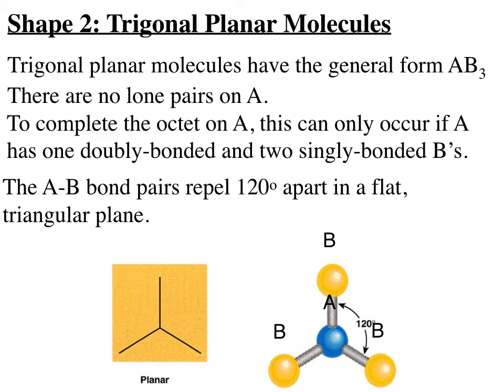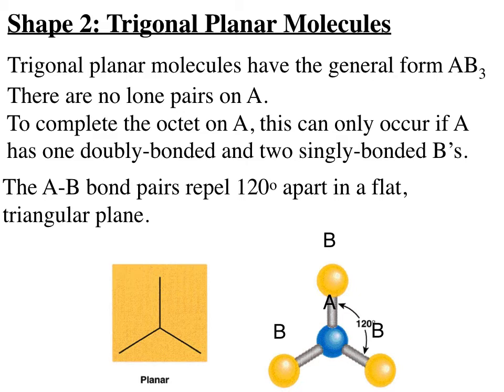Once again, there are no non-bonding pairs of electrons on A. So there's 3 sets of bond pairs. And these 3 sets of bond pairs push each other apart as far as they can. So to get as far apart as they can, since there's 360 degrees all the way around, I'm going to spread these 3 collections of electrons as far apart as I can. So each will be 120 degrees from the other.